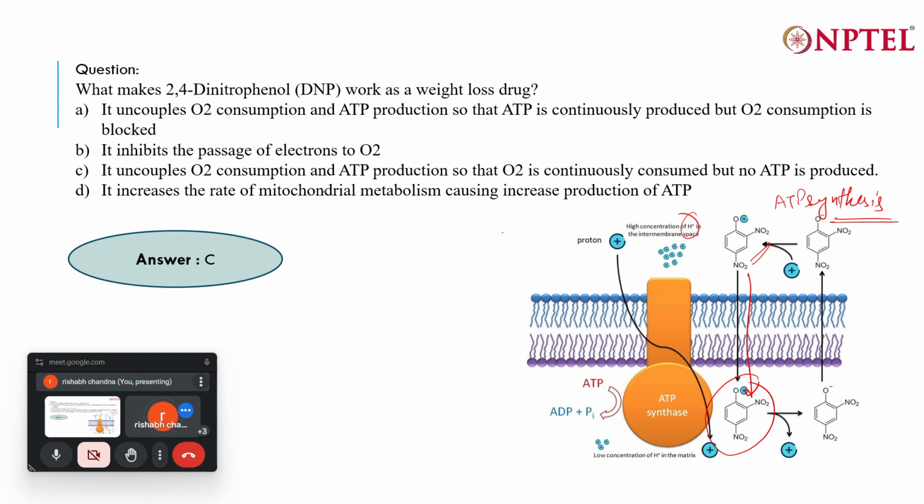Then the second thing is it breaks the proton gradient so that ATP synthase will be producing less energy, but the oxygen consumption is actually increased. So it uncouples oxygen consumption from ATP production, so that oxygen is continuously consumed but no ATP is produced. That's why it acts as a weight loss drug: oxygen consumption is increased and the ATP production is similar or less as compared to the normal condition.